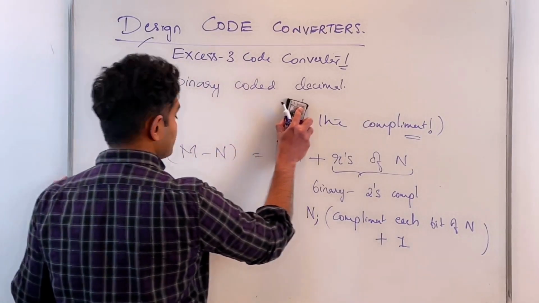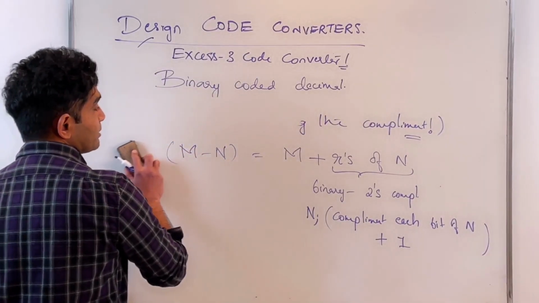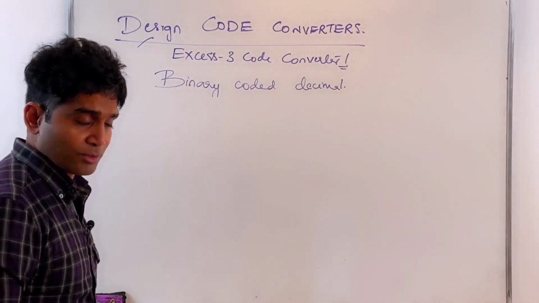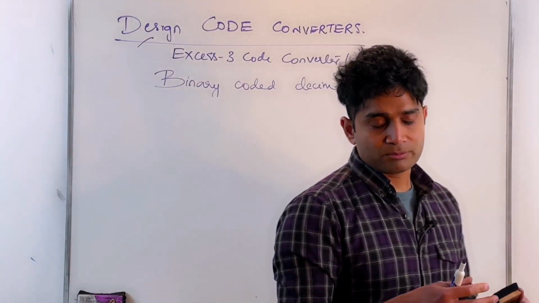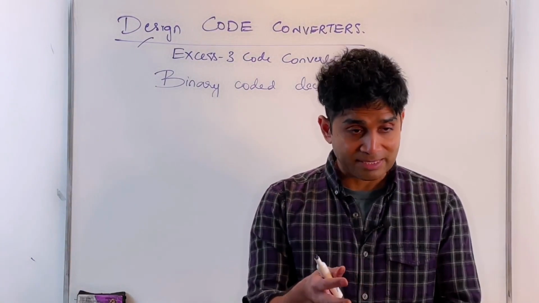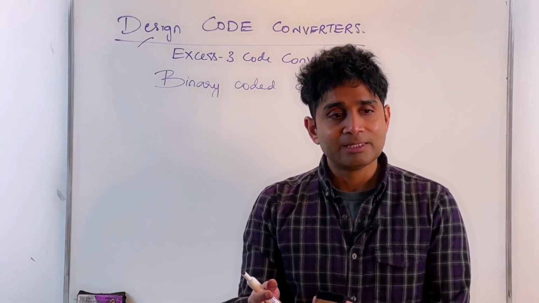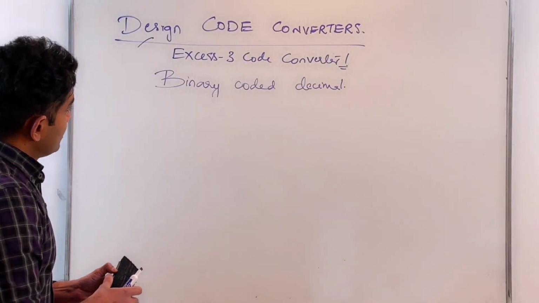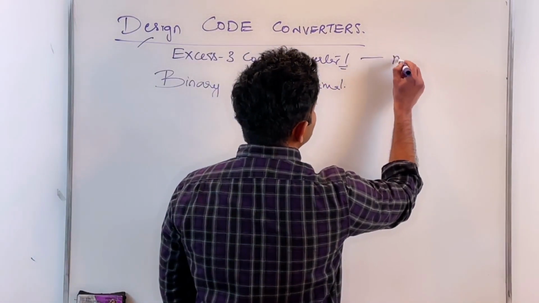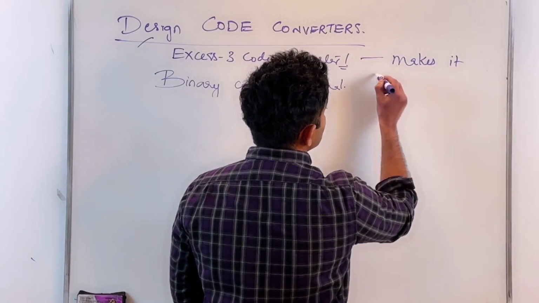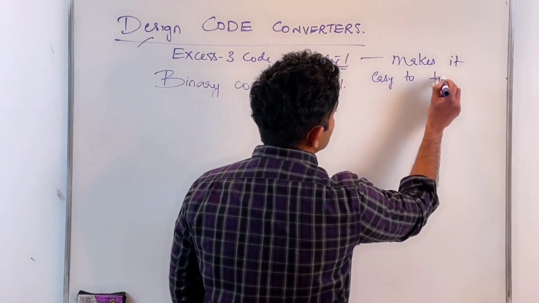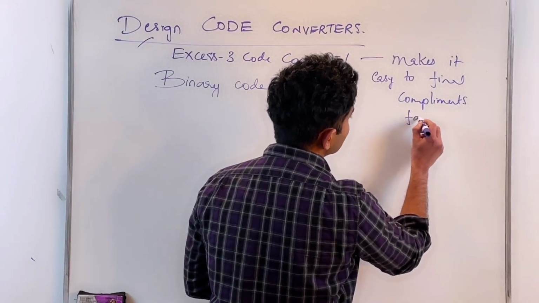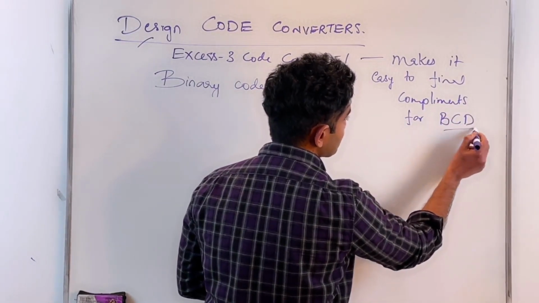Okay, so I need to design a hardware that can compute the complements of decimal numbers easily. Because if I'm able to find the complements, then to subtract, I basically add m, in this case, a binary coded decimal number, to the complement of n, right? All right. So the XS3 code converter makes it easy to find complements for decimal numbers, okay? For BCD, let me call that binary coded decimal, BCD.